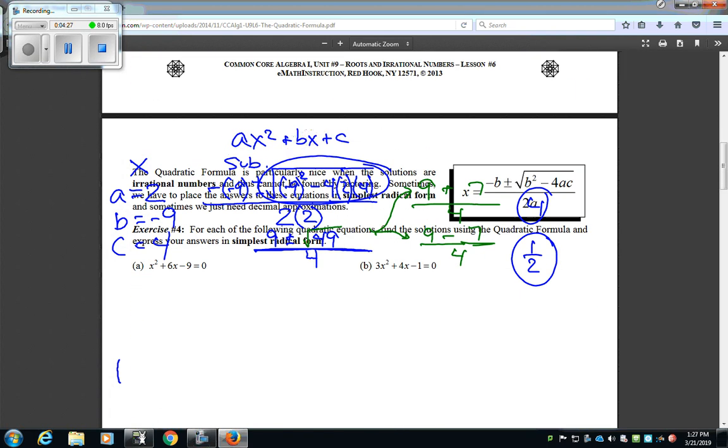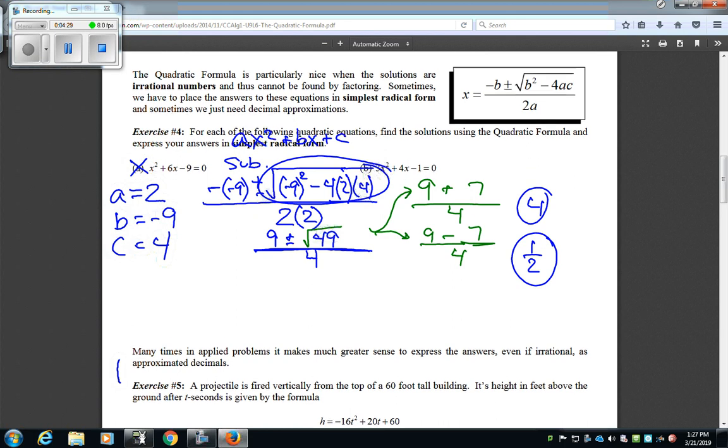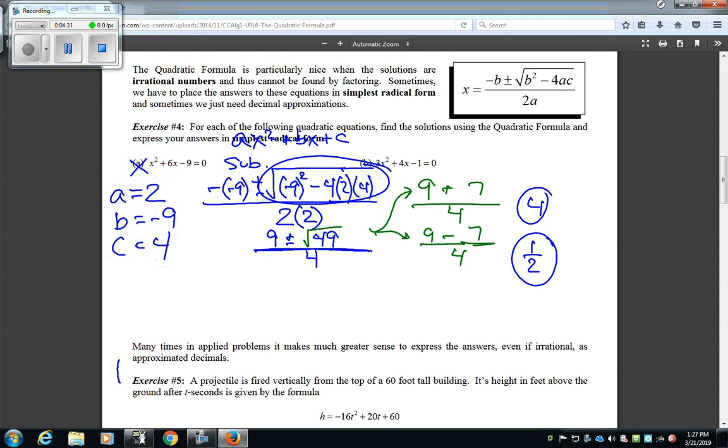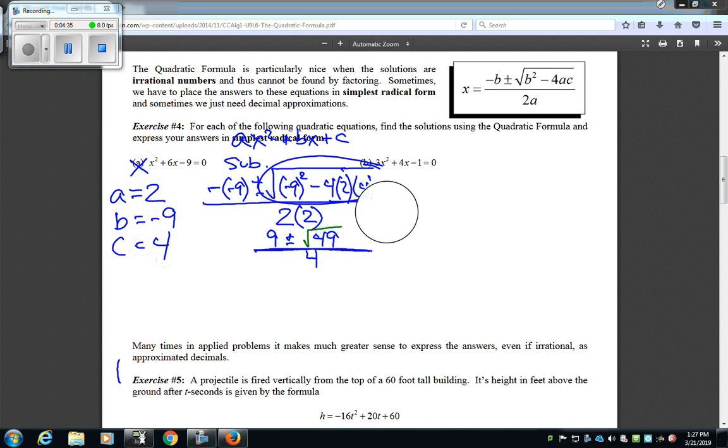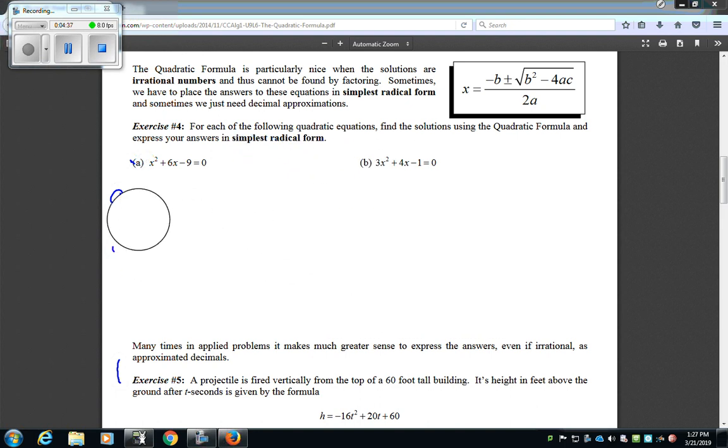So if you go to the next page, we're going to take a look at exercise 4B together. And again, we're not going to do A, so if you want to use this whole area for work, you can. So I'm going to do the first thing I talked about last time. I'm going to write down what A, B, and C are.